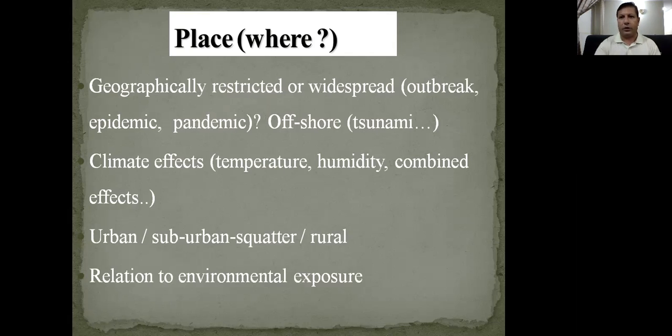Relation to environmental exposure. Is there any relation between that particular population and the environment, that when they are exposed to such an environment they are getting this disease? Is there any such evidence that when such a population is exposed to such an environment they are getting this disease? Then people or authorities can do something to change that environment, or they can restrict the group of people so they will not go there during this environment. Water, food supply, etc. Such problems can also be considered.